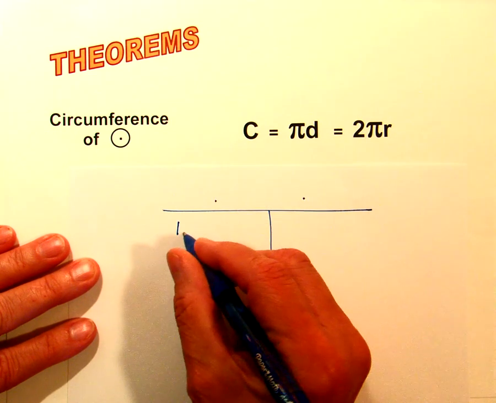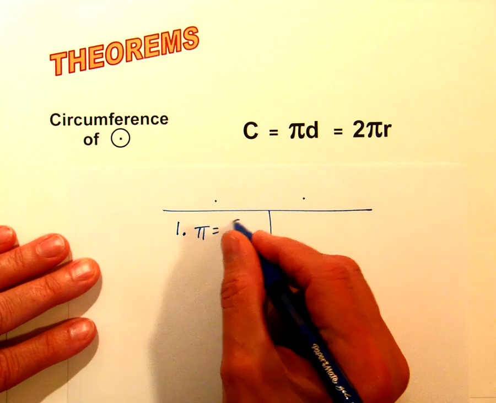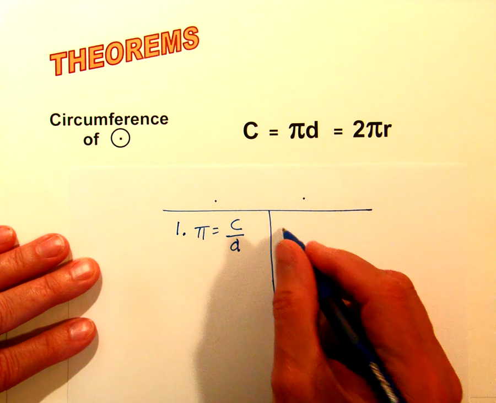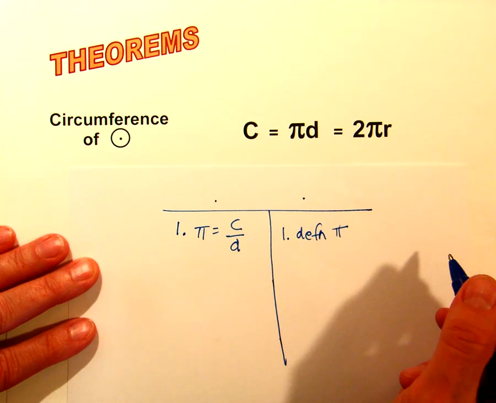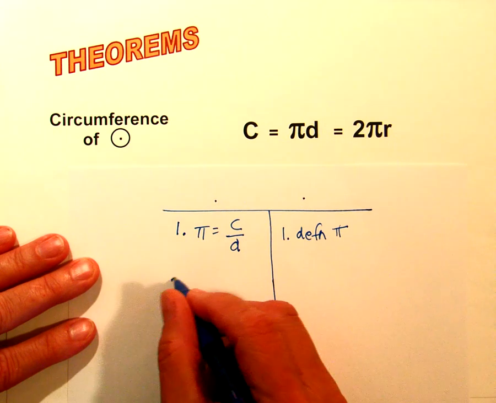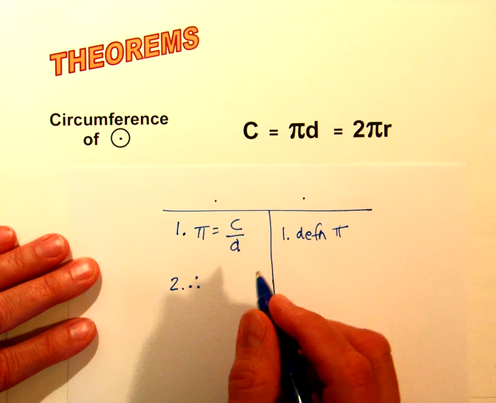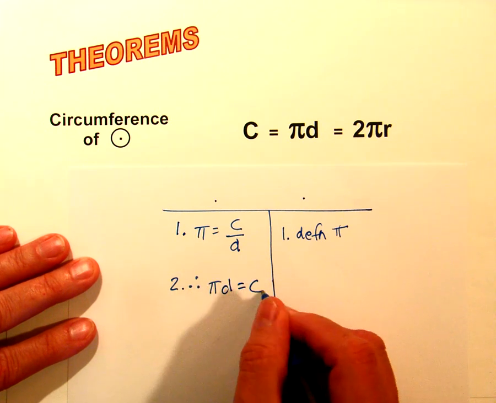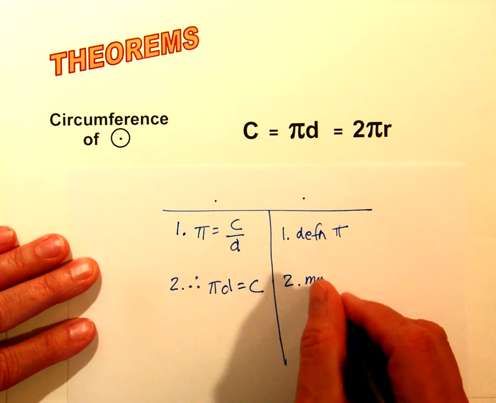Here's number 1. Pi equals the circumference divided by the diameter. Well, how do I know that? Oh, yeah, it's the definition of pi. Okay. 2. Therefore, pi d equals circumference. Why is that? That's the multiplication property.